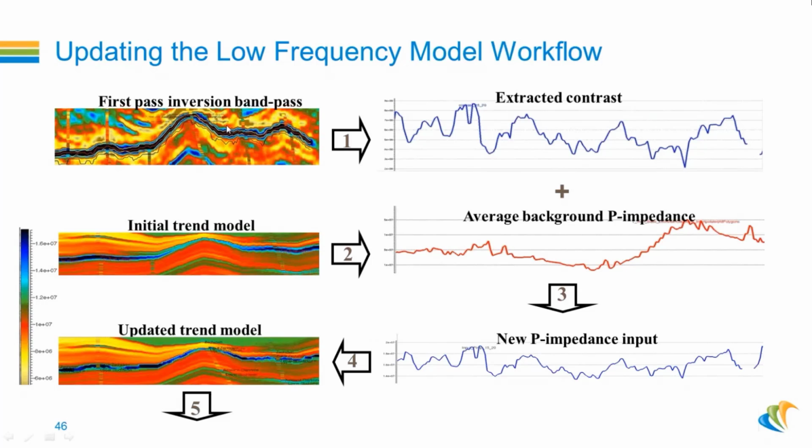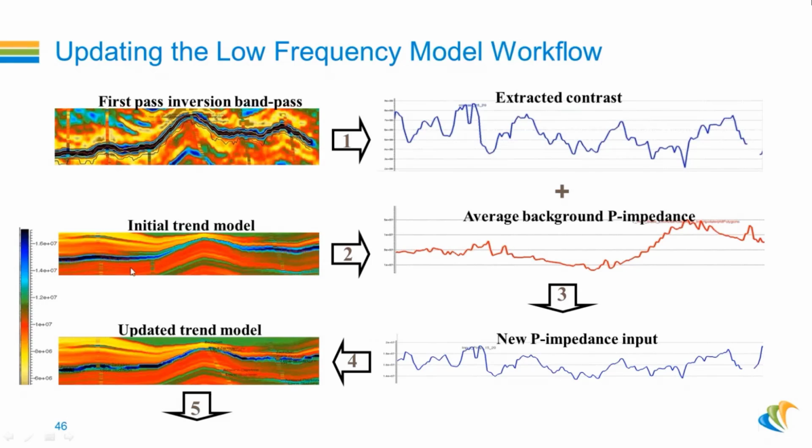And what we're going to do then is extract the contrast over every one of this interpretation. So you take the value just above your interpretation and the value just below the interpretation. The difference between those two is the contrast. And so step one is where you extract the contrast over your interpretation.